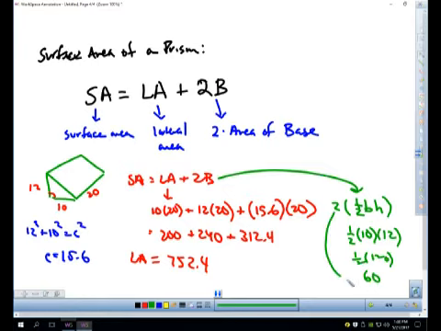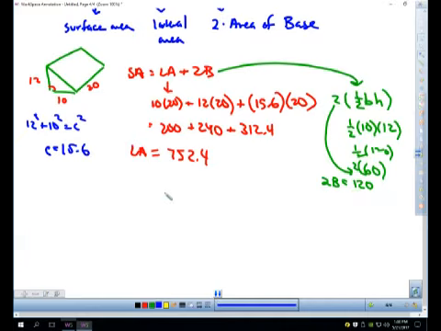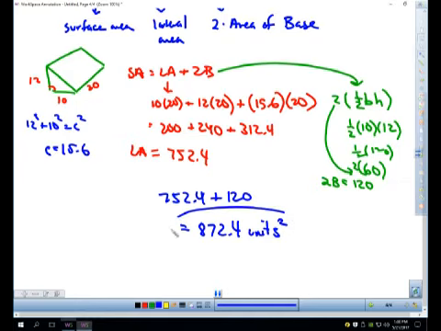And so that's going to be one base. Now I multiply that by 2 because there's a triangle on each end. So that's 120. And now I can take those two bases and add them to my lateral area that I did just a few seconds ago. And that's going to give me my entire surface area of this right triangular prism, which is going to be 872.4. And we're going to label that units squared because it's area, and area is always in square units. So, very simple, straightforward example of a surface area problem.